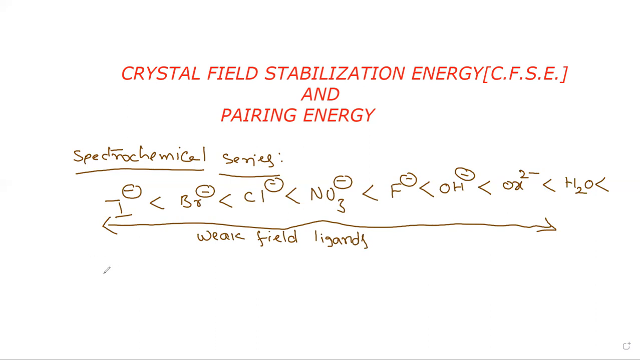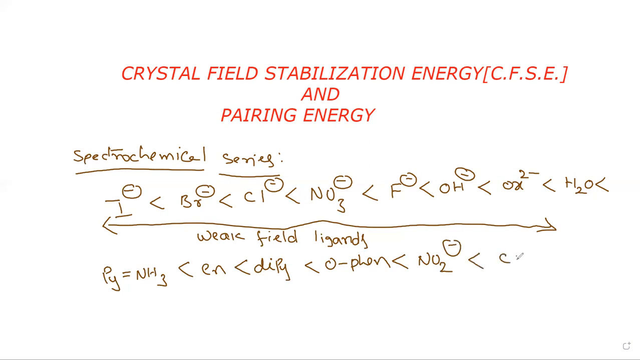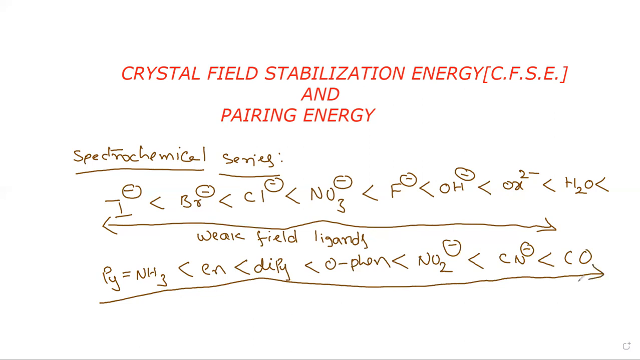Then pyridine is equal to NH3, is less than ethylenediamine, is less than ortho-phenanthroline, is less than NO2 minus, is less than CN minus, is less than CO. So these are all strong field ligands.